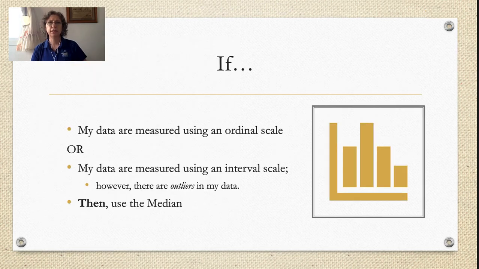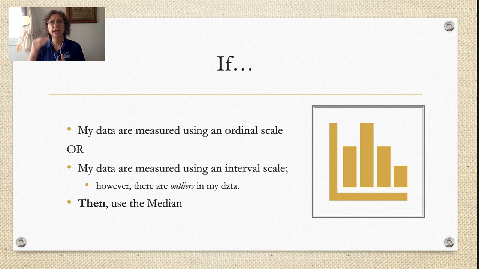So let's look at the median. If the data are measured using an ordinal scale, so recall that's like first place, second place, third place, that ranking system where first place is better than second place and second place is better than third, but we don't really have consistent distances between first, second, third, and so on. An ordinal scale is just like a rank. Or you could have a situation where the data are measured using an interval scale, but there are outliers in the data. When we have that kind of situation, we use the median.